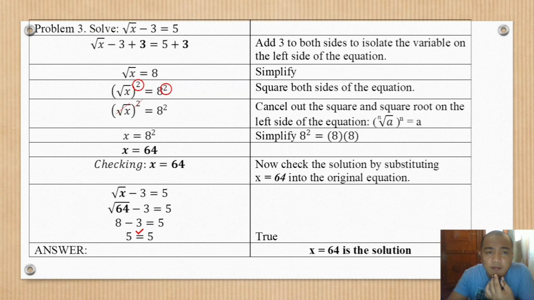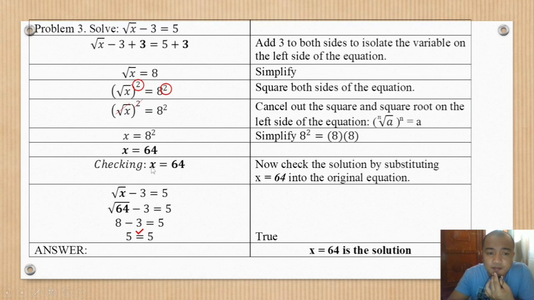So, first step, we must transpose negative 3 here to the right side of the equation. So, 5 plus 3 is 8. So the new equation is square root of x equals 8. Or you add 3 to both sides to isolate the variable on the left side of the equation. Cancel. 5 plus 3 equals 8. So from this equation, square root of x equals 8. Square both sides of the equation, and by the rule, nth root of a raised to n equals a. Square root of x squared is simply x, and 8 squared is 64. So therefore, the value of x is 64.